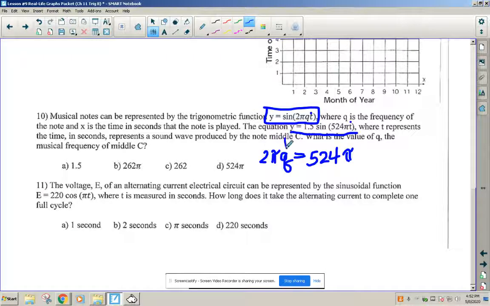So if I want to solve for Q, this is what they were looking for. Did you realize that this was the frequency and this was the frequency? And if you did, you divided both sides by 2 pi. And the pi's cancel. The 2's cancel over here, and 524 divided by 2 is 262.